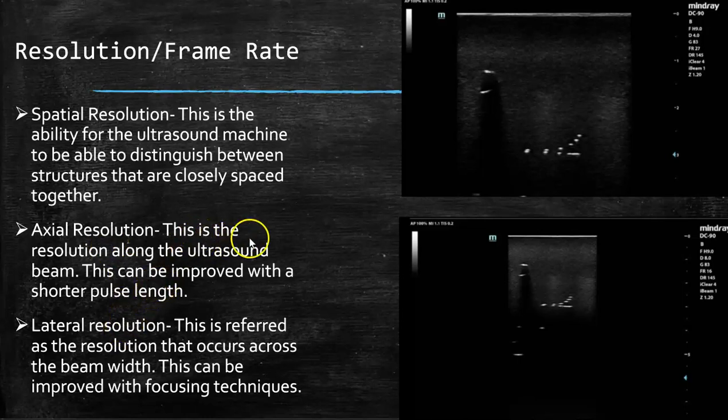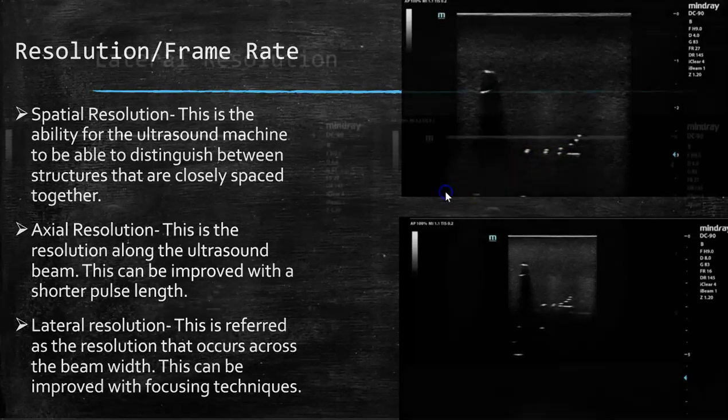Axial resolution. This is the resolution along an ultrasound beam. This can be improved with a shorter pulse length. So that means decreasing the depth. So like right here you got increased depth, you can't really tell the difference. But right here you got more of a better axial resolution.